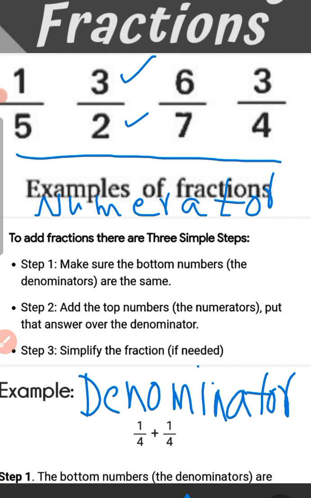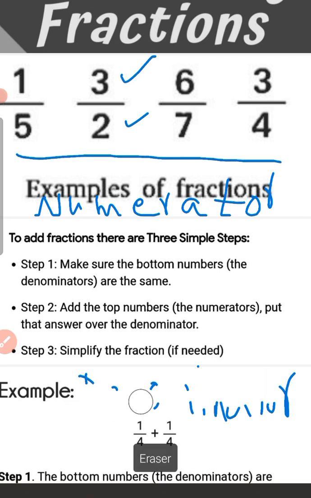That is, the number above the line is the numerator and the number below the line is the denominator. In 1 by 5, 1 is the numerator and 5 is the denominator. In 6 by 7, 6 is the numerator, 7 is the denominator. In 3 by 4, 3 is the numerator and 4 is the denominator.